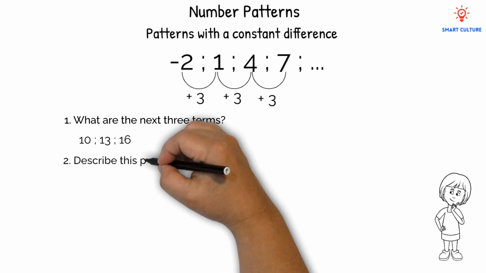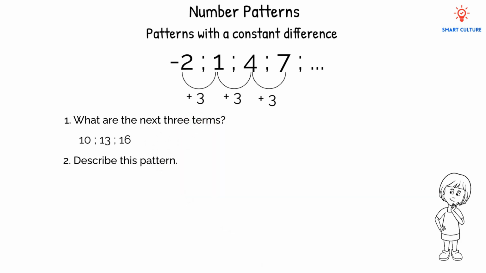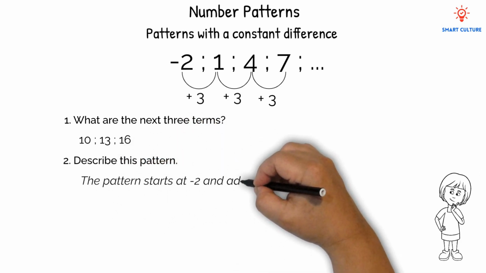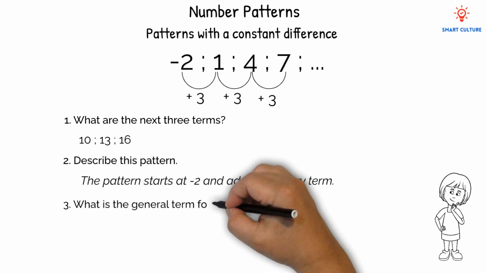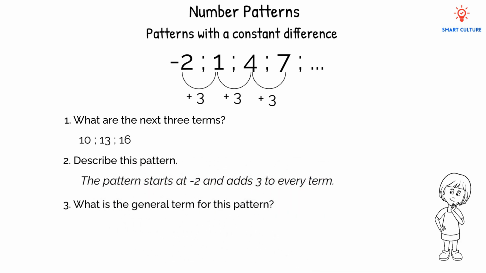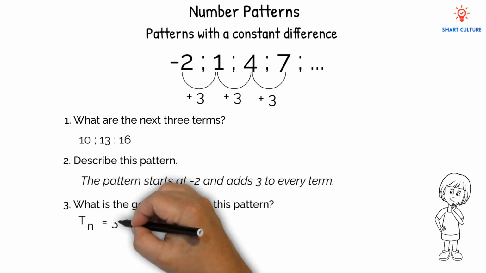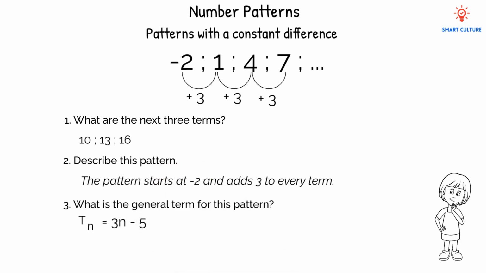How would you describe this pattern? Well, we would say the pattern starts at -2 and adds 3 to every term. What is the general term for this pattern? Because we are increasing by 3 for every term, we will write 3n minus, you take the first number of the pattern, which is -2, subtract the constant difference, which is 3, and you get -5. That is why we say 3n minus 5.